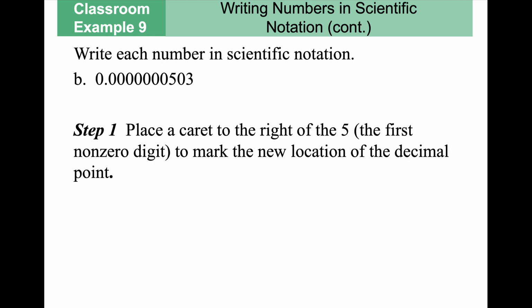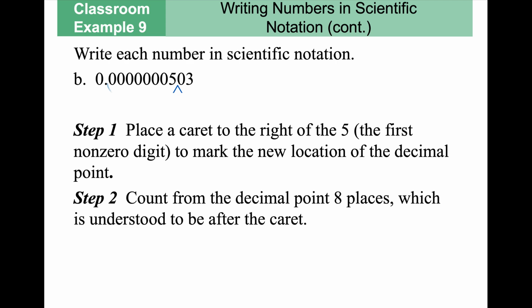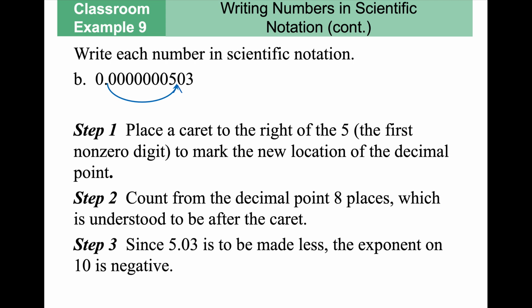In this one, let's place our caret where it needs to go, which is right after the 5. Then we count our number of places or digits. It's going to be made smaller, so it's going to be a negative exponent. You can also remember I moved it to the right. So it would be 5.03 times 10 to the negative 8.